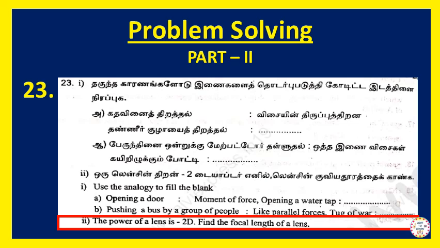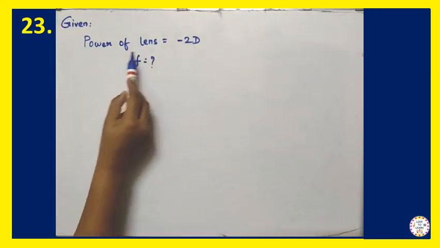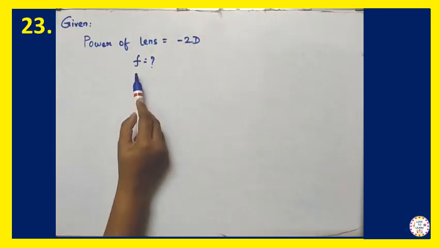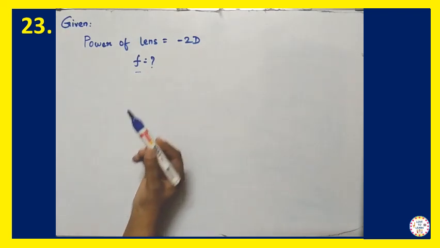Now let's take the 23rd question of part 2. In this we will see the second one. The power of a lens is given as minus 2 D. Find the focal length of the lens. Now let's check the solution. Now let us take the given: power of lens minus 2 D. We have to find the focal length of the lens.